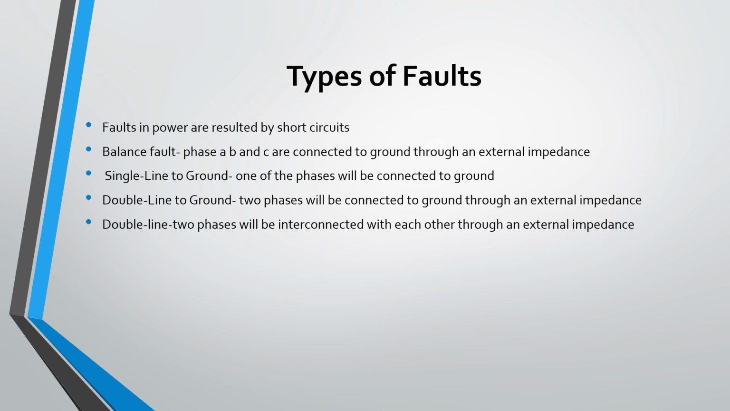A symmetrical fault would be a balanced fault where phase A, B, and C are all connected to ground through an external impedance. And unsymmetrical faults would be single line to ground where one phase is connected to ground, double line to ground when two phases are connected to ground, and a double line where two phases will be interconnected with each other through an external impedance.